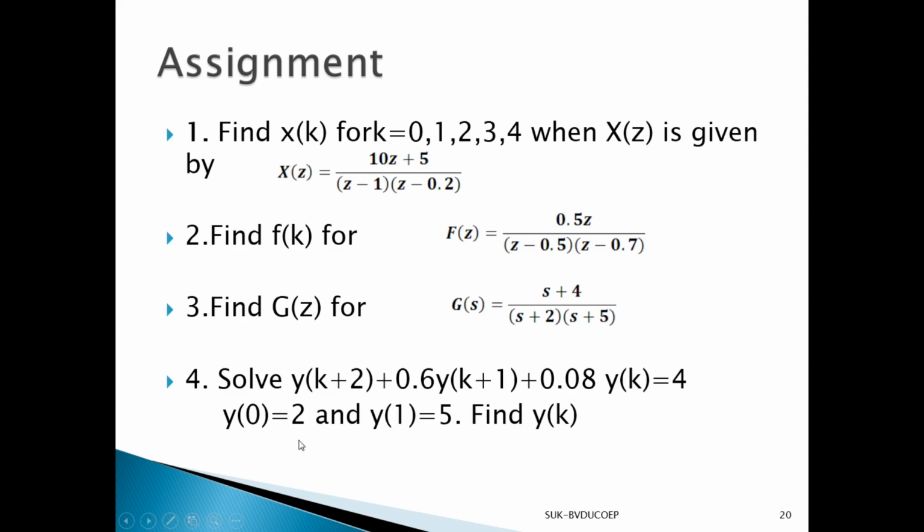This equation is given, y0 is given, y1 is also given, so you have to substitute using the shift theorem. You have to initially write down the z transform: z square Y(z) minus z square y0 minus z y1, and then substitute the values of these, simplify the full equation, then find the partial fractions, and then take the inverse z transform and find y(k).